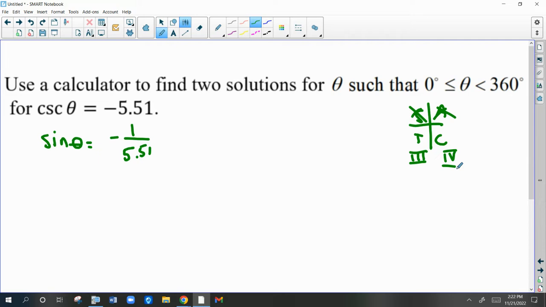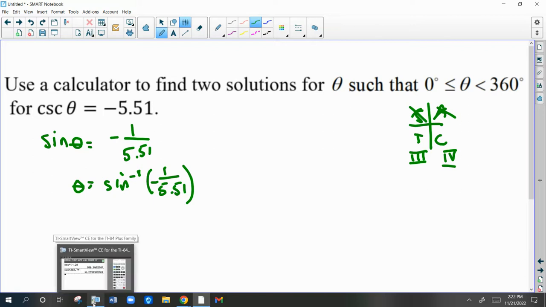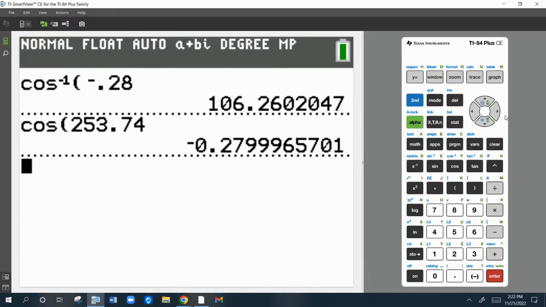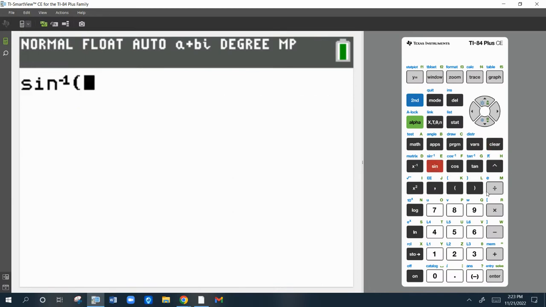So immediately go to your calculator. Figure out what angle has a sine of this value. So inverse sine both sides. And again, this is a calculator question. So I'm going to use inverse sine. First of all, make sure you're in degree mode. I am from the last problem. So inverse sine of negative 1 over 5.51. Let me clear this. Inverse sine.